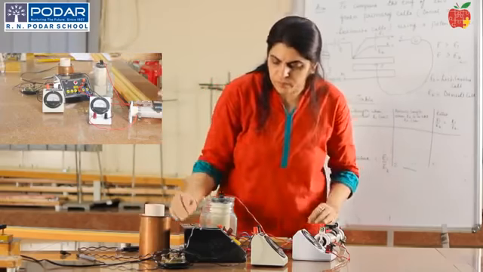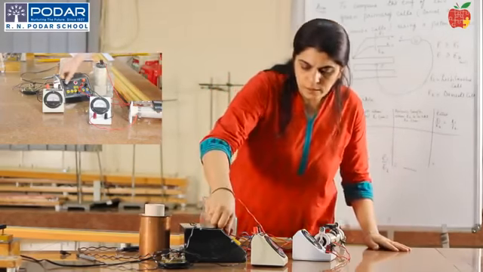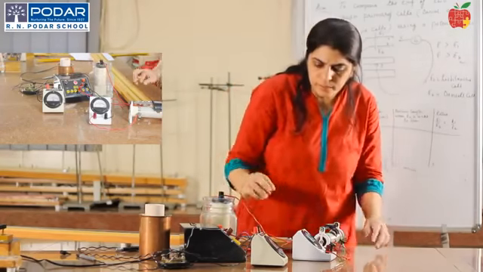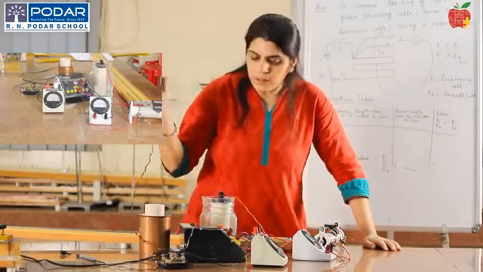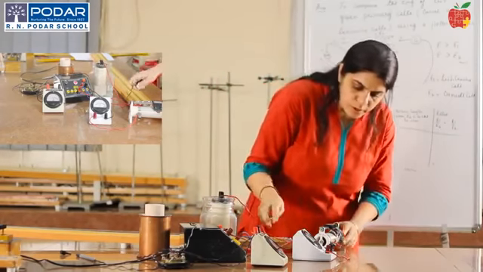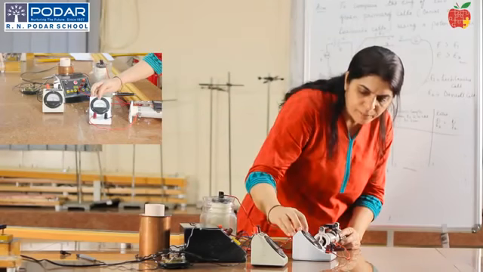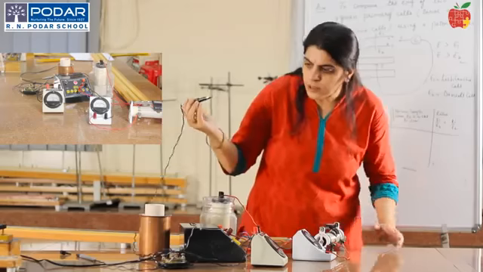So, now what we do is, we switch on this supply after making the connection according to the circuit diagram. Students, here this is a jockey. What I do is, with the help of the rheostat, I have adjusted the current to what? 150 milliampere. Okay. This is a jockey.